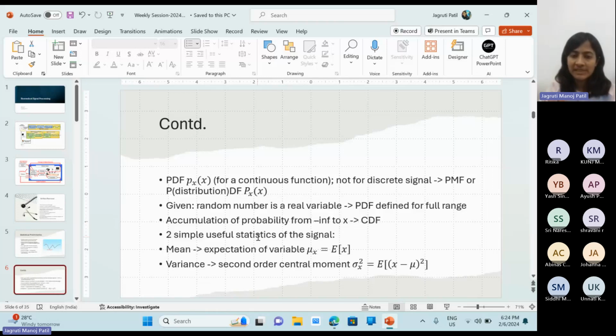There are two simple useful statistics for the signal. First is the mean, the expectation of the variable, which is just the average of it. Next is the variance, the second order moment, the deviation of a particular point from the average. The square of the deviation gives the variance, and its square root is the standard deviation. This is how we define these two statistics of the signal.